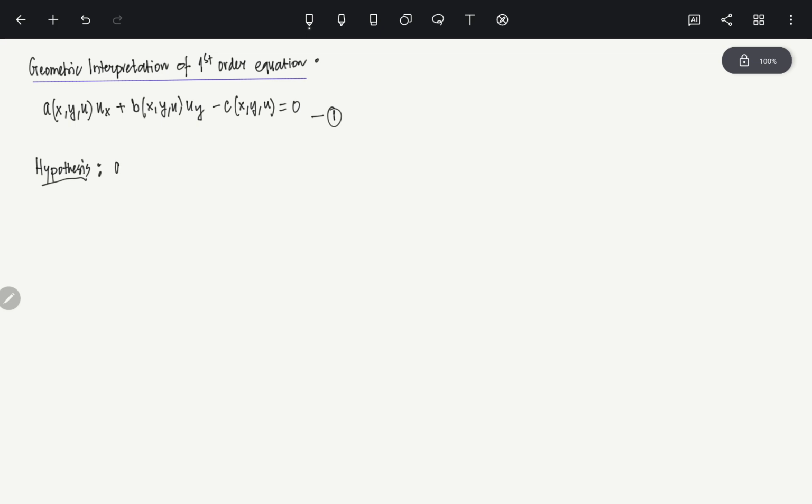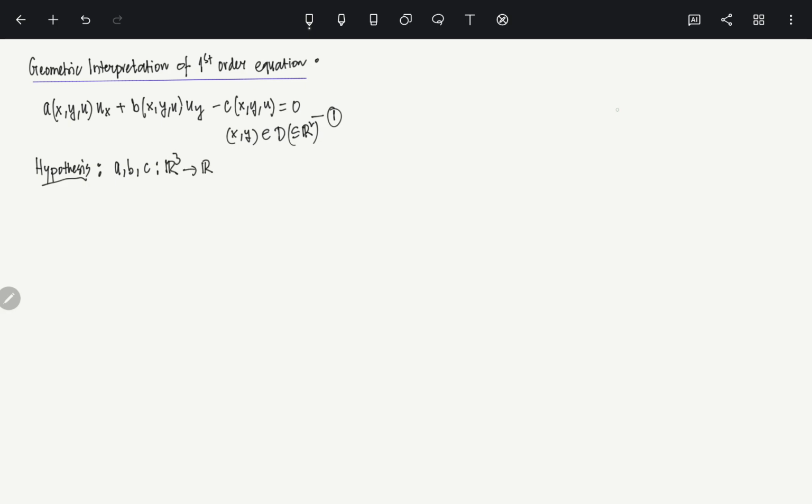Where are a, b, c from? Here we will always be assuming (x, y) is from some domain D, which is a subset of R2. So we are just writing this equation in R2. So first of all, (x, y) is in R2 and u(x, y) is again in R. So basically this is from R3 to R.